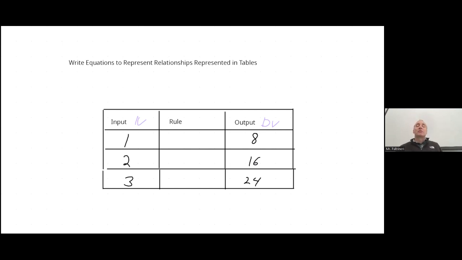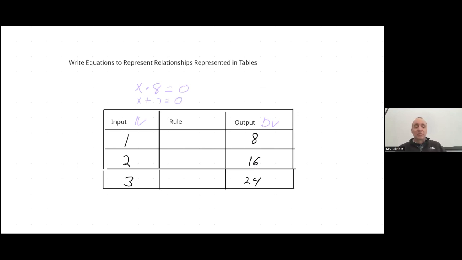Okay. So let's look at this. We have the input and we have the output. We have a 1 for the input. The output is an 8. Okay. So there's two possibilities of what this could be, right? It could be the input, let's call that X, times 8 equals the output. Or it could be the input plus 7 equals the output. We don't know which one of these is true.